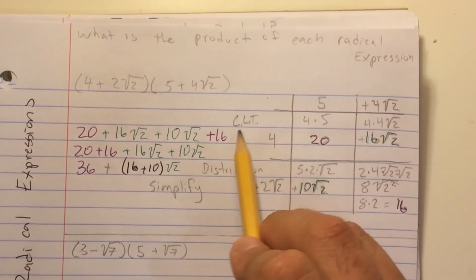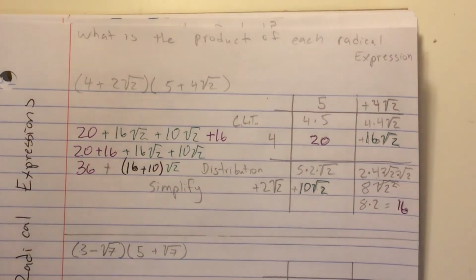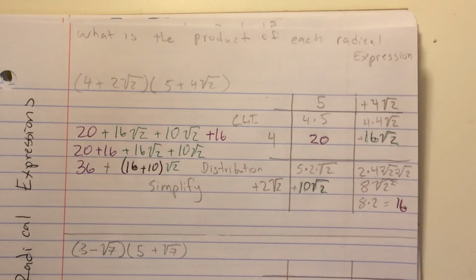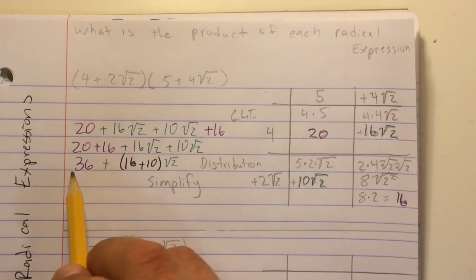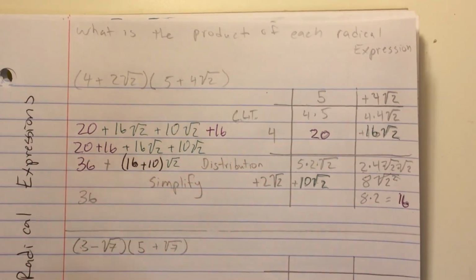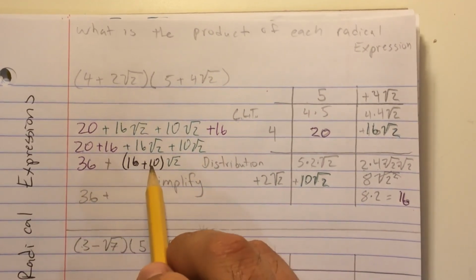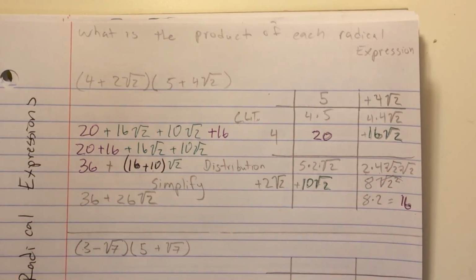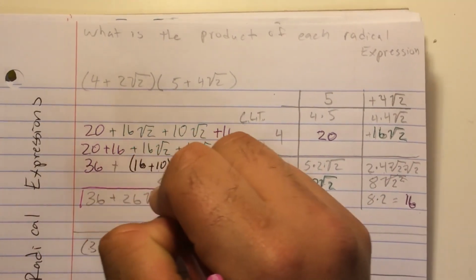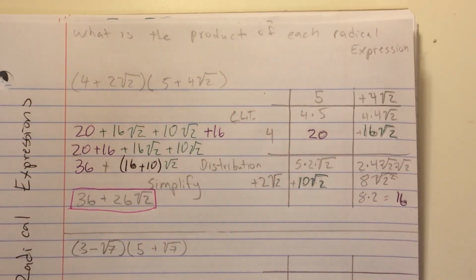I'm going to ask you what CLT means. CLT, combine like terms, okay? Just so you guys know, CLT. And draw a happy face somewhere here, just so I know you're doing it, okay? Super good happy face. All right, then we're going to simplify, and we get our 36 plus 16 plus 10 is 26 radical 2. And go and box our answer here. All right, cool. And that is that part.